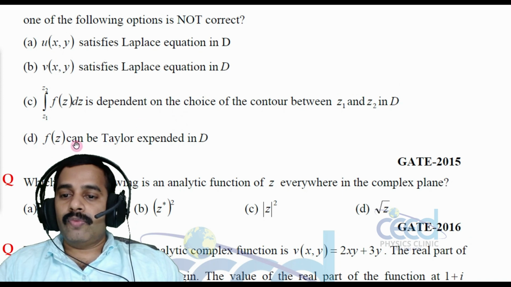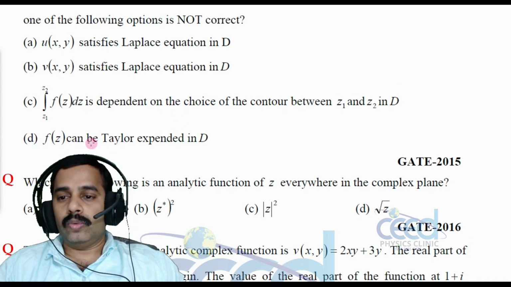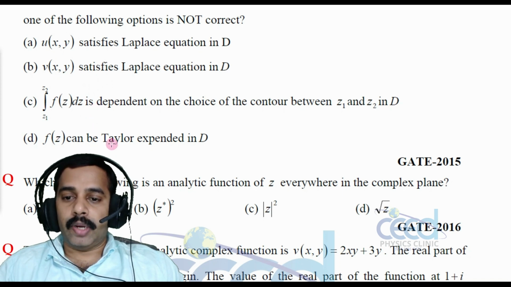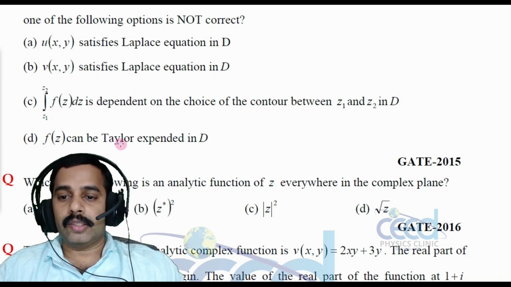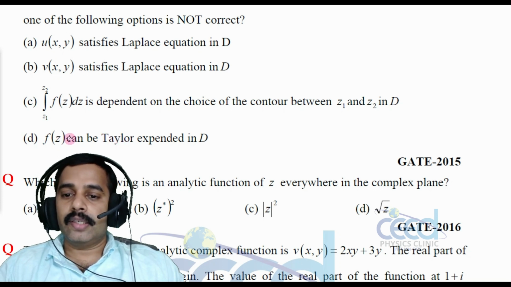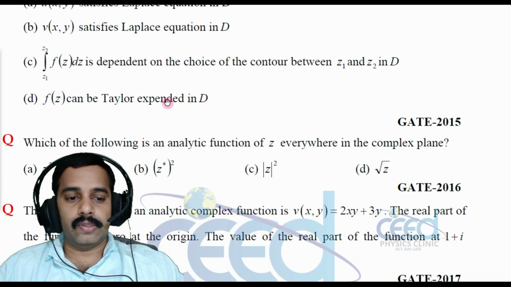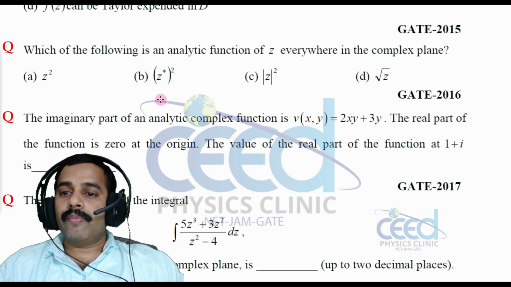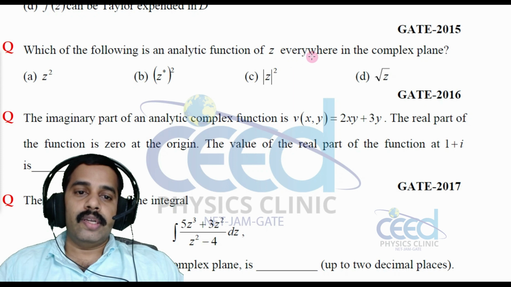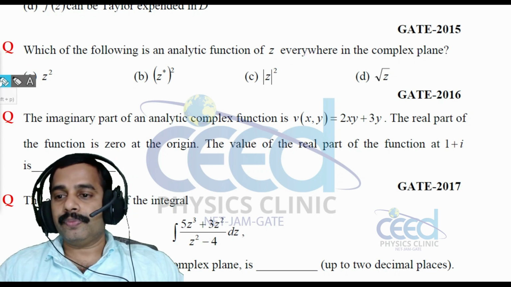So f of z can be Taylor, that is also true. If a function is analytic, it has only an analytic part, there is no principal part, that also we have seen. Analytic part means it is a Taylor series, we can expand it in Taylor series. Next question is, which of the following is an analytic function of z everywhere in the complex plane?